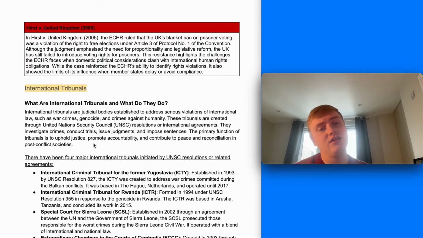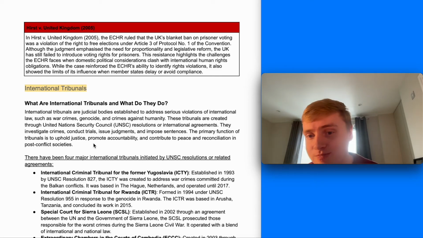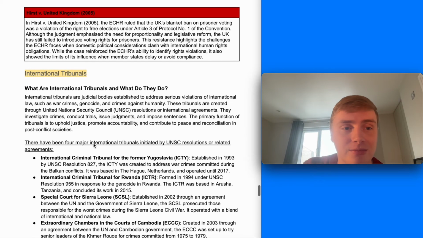Finally, Hirst versus the United Kingdom. In this case, the ECHR ruled that the UK's blanket ban on prisoner voting was a violation of the right to free elections. And although the judgment emphasised the need for legislative reform, the UK in this case has decided not to introduce new laws. This shows, again, how the ECHR may not be upheld and human rights may not be upheld by a member state if it clashes with domestic political considerations, again highlighting how sovereignty and political considerations can really be detrimental to the upholding of human rights.